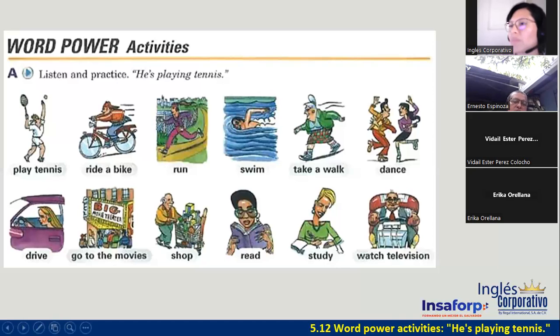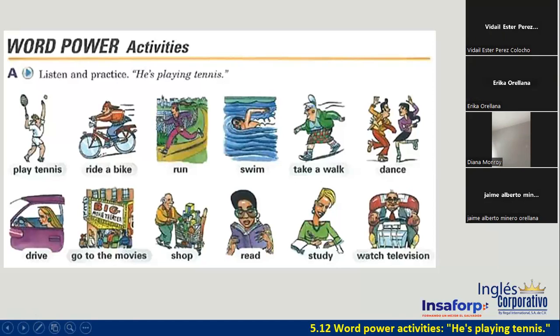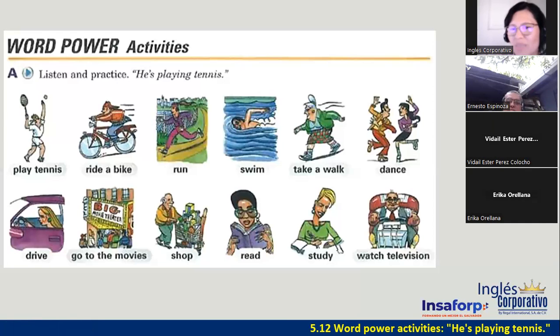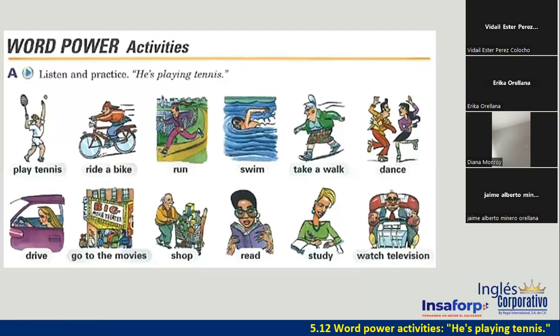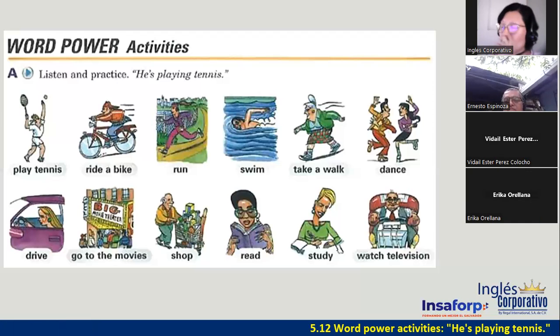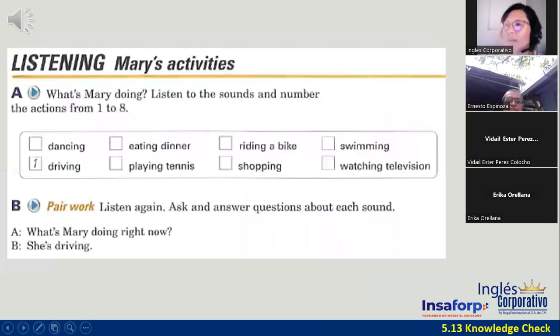Perfecto. Now, vamos a continuar siempre acá con las que nos hacen falta. Hola, Esther, no la había visto. Y usted no me avisa para ponerle la asistencia. Solo le pongo la asistencia a Esther, permítanme. Bueno, que al final solo ustedes fueron, ¿verdad? Está Ernesto, está Esther, Erika, Diana y Jaime. Ok. Entonces, vamos a pasar siempre al listening.